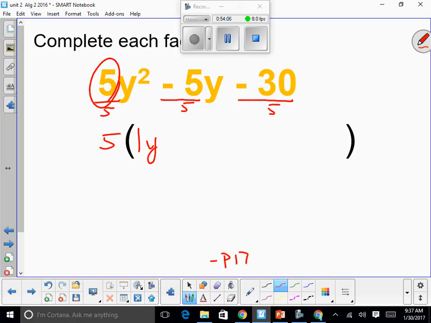Hey, Thomas, where are all the numbers disappearing to? If ever there's one in front of a letter, you don't write it. How many times does 5 go into 30, someone, please?